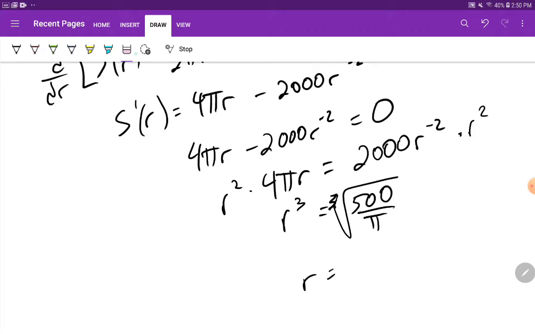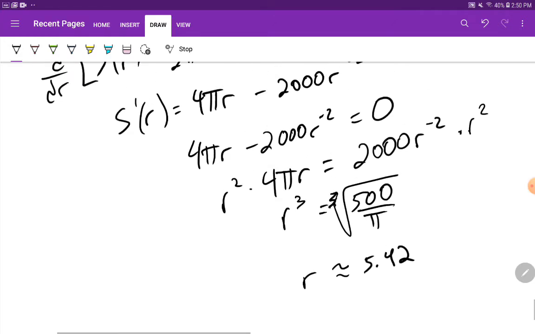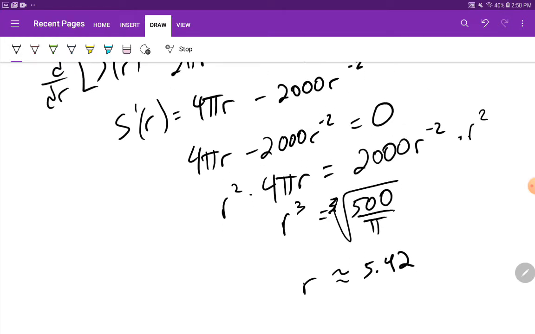And if you use your calculator to cube root this, you can pause the video if you want to do the calculations on your own. But if you cube root this, you get approximately 5.42. Oh, they really don't like to round to 3 decimal places, but anyways. So you get 5.42, and remember, this is your critical point.